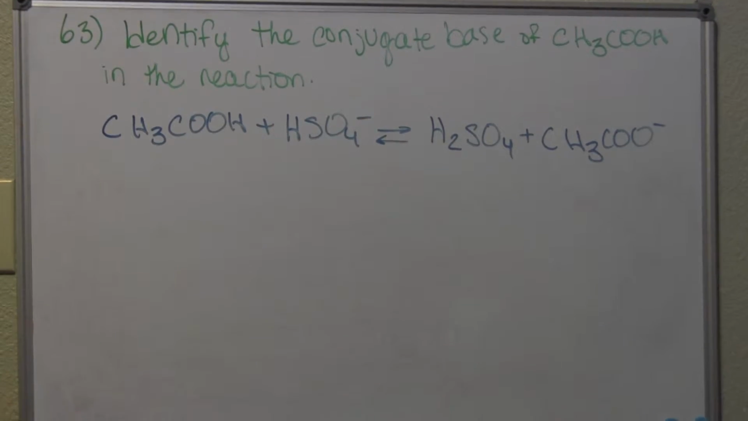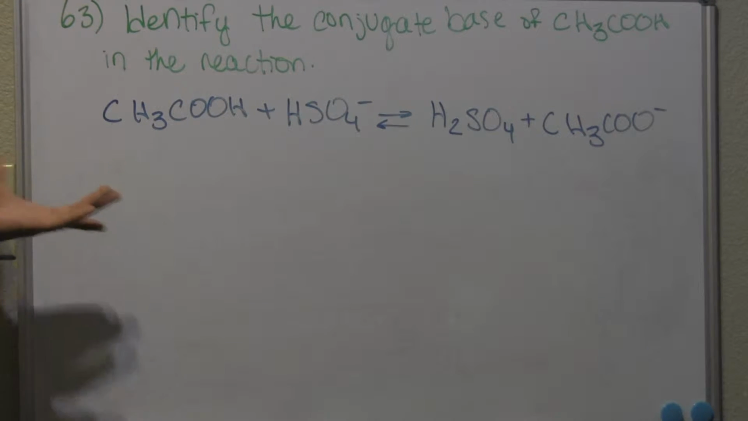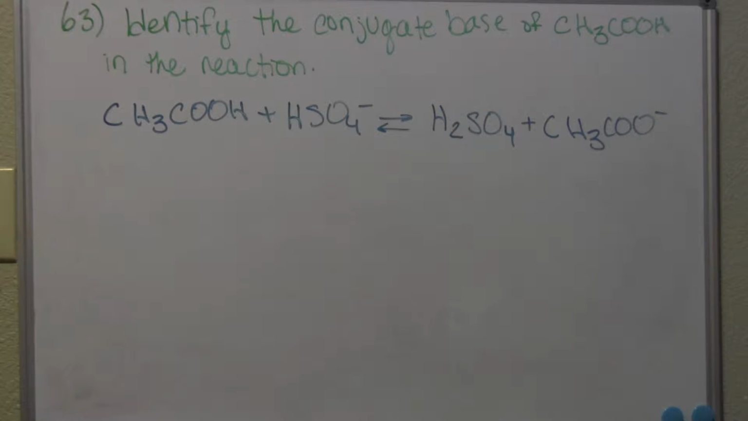The first thing you do, if the question doesn't write out the reaction for you, is to write out the reaction first. That's the most important thing. Now the next step is to define what an acid and a base is.